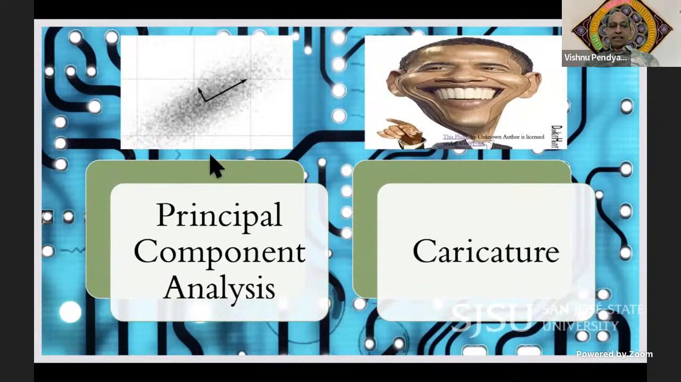So the analogy: principal component analysis can be compared with caricature drawing, right? The right side is obviously not the true image of Barack Obama, but we are still able to correctly identify him, because the caricature focuses on the oddities, where the person varies most from other people. In this case, Obama's cheekbones and teeth seem to be where he varies the most. So the focus is on those.